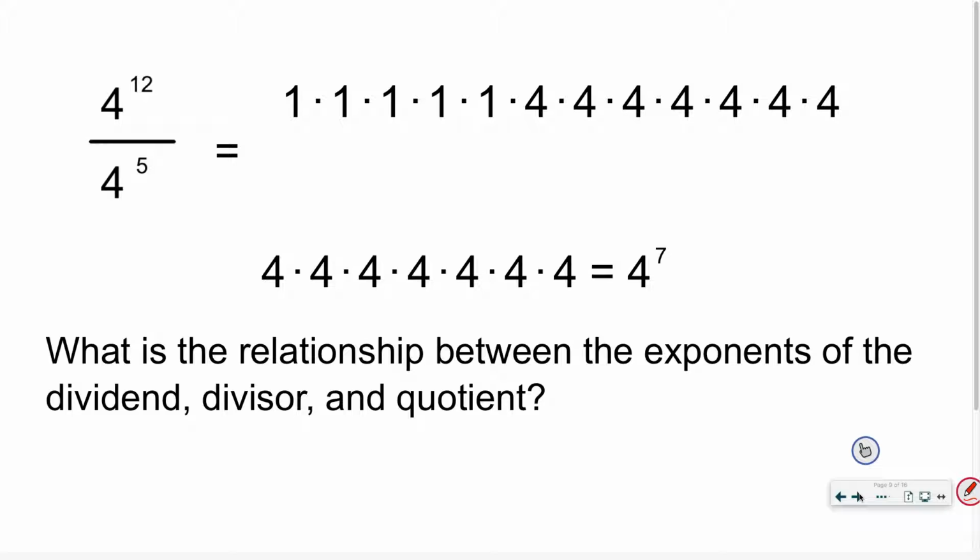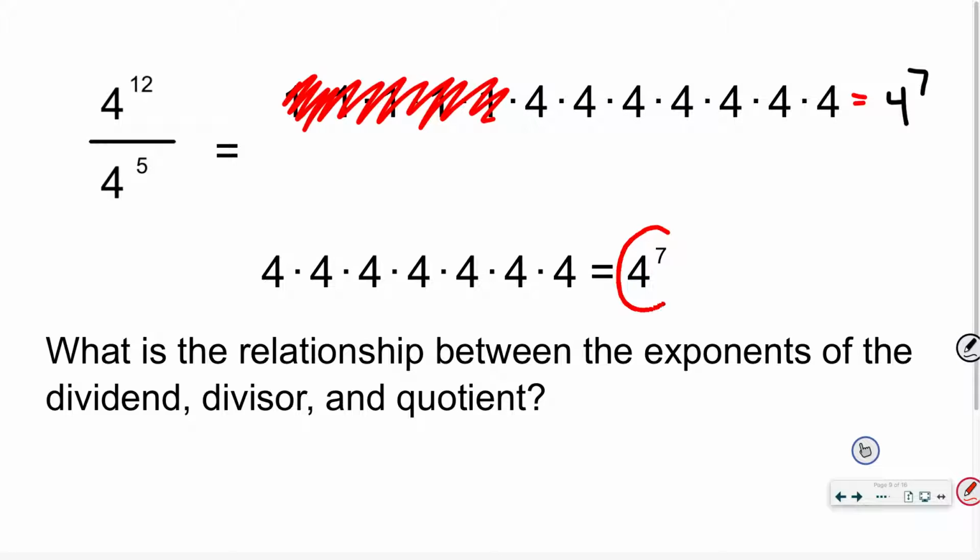1 times 1 times 1 times 1 times 1 times 4 times 4 times 4 times 4 times 4 times 4. Do I have to show 1 times itself like a whole bunch of times? No, anything times 1, I don't have to show that 1. So what am I left with? 4 to the 7th. Okay. So that would be simplified.